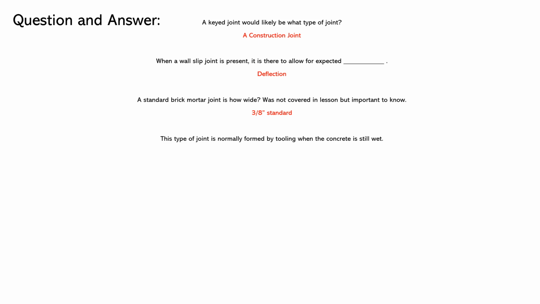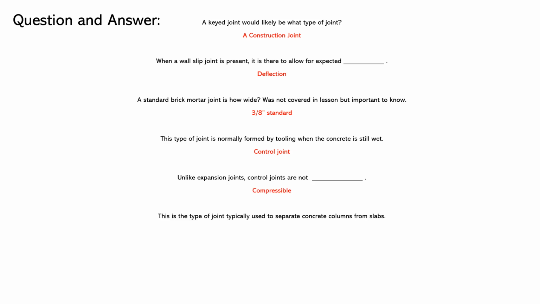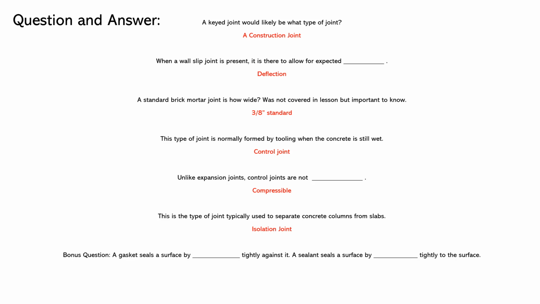This type of joint is normally formed by tooling when the concrete is still wet. That would be a control joint. Unlike expansion joints, control joints are not what? They are not compressible. This is the type of joint typically used to separate concrete columns from slabs. That would be an isolation joint.